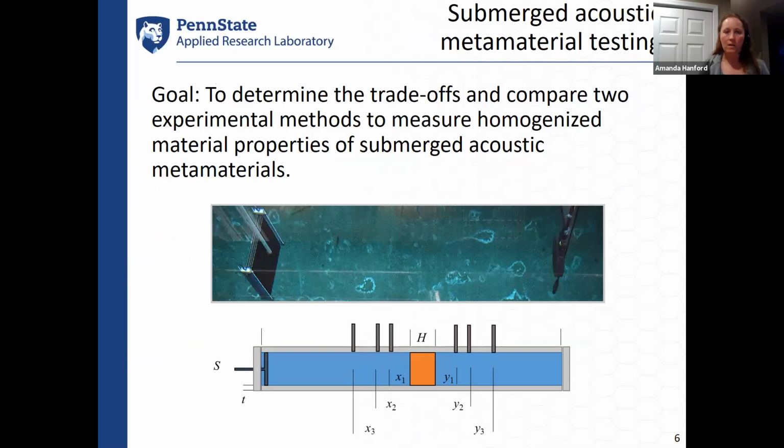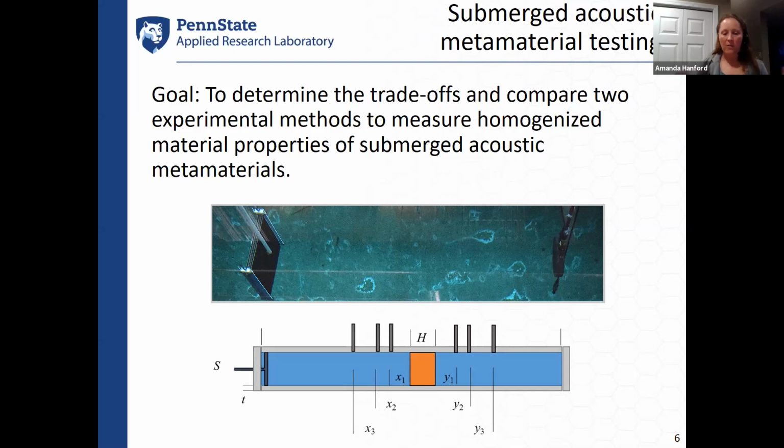So the goal here was to determine the trade-off between a couple of different measurement techniques so that we could extract these homogenized material properties. I have two examples here of being able to test a metamaterial. This top example is a submerged sample in a reverberant water tank. On the bottom, we have an acoustic impedance tube with your material sample in the middle, and then you have a series of sensors. You can use the impedance tube to help calculate your material properties of interest.